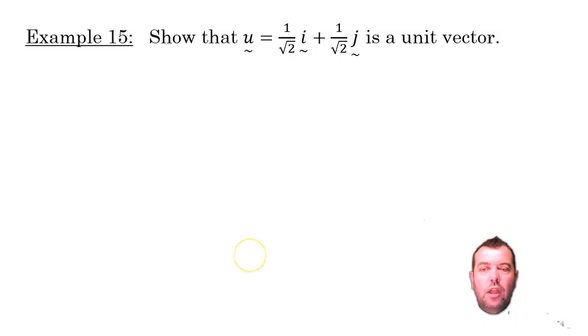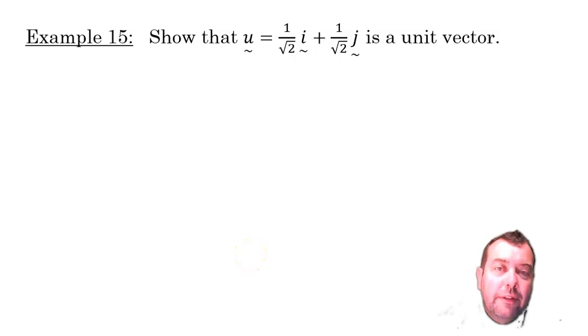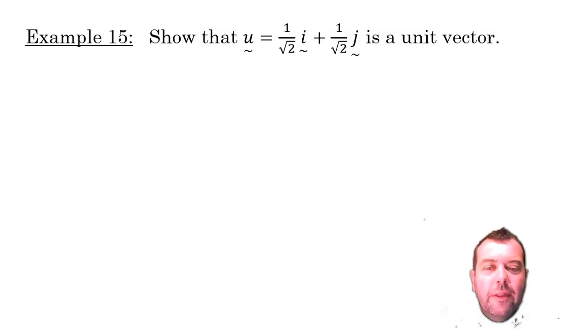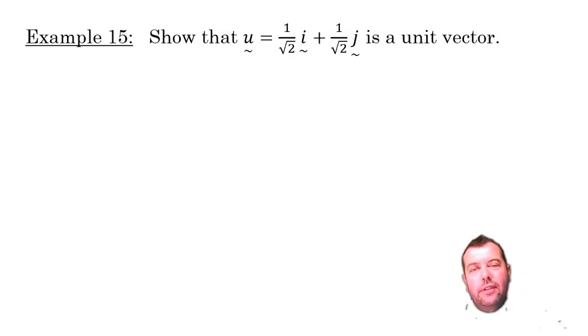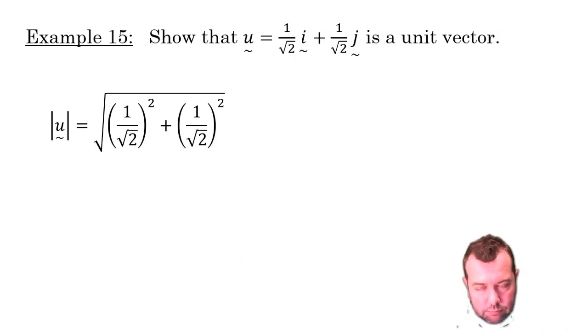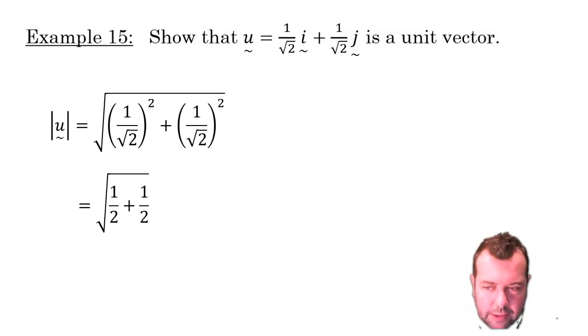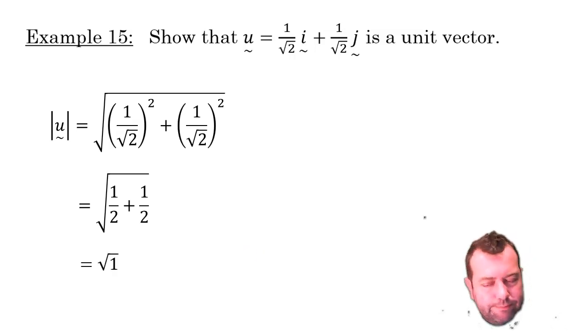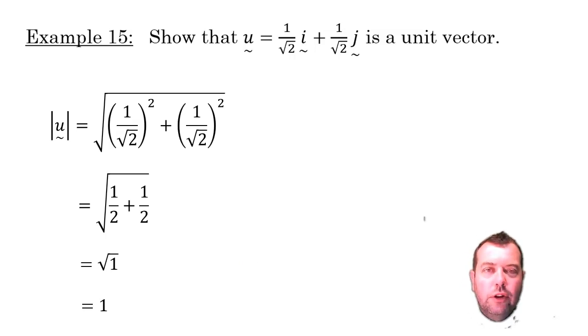Let's try this out. Show that this is a unit vector. How are we going to do that? We're going to find the magnitude of that and demonstrate that it's equal to 1, which makes it a unit vector. To find the magnitude, square them, add them together, take the square root. 1 over root 2 squared is half. Half plus a half equals 1. Square root of 1 is just 1. So therefore, u is a unit vector. Not you are a unit vector. u is a unit vector in this case.